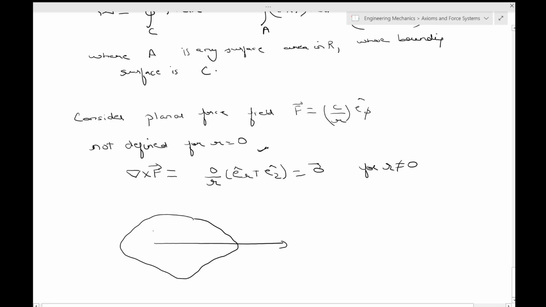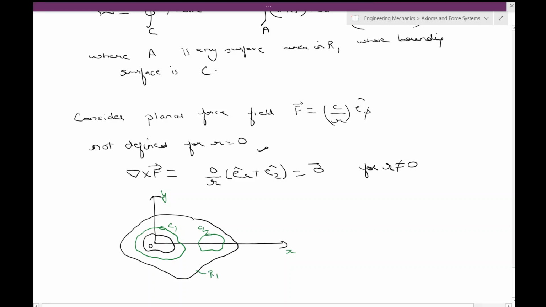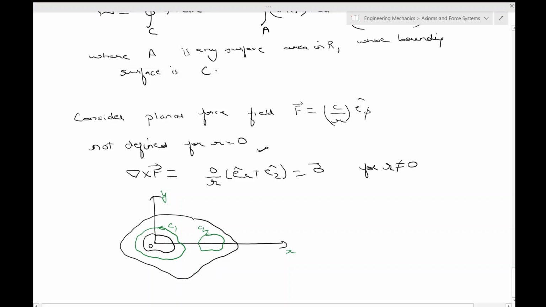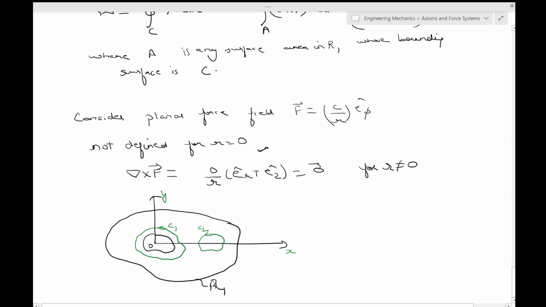Okay, this is O. Say you have two loops. Let's draw. One is this C1, the other can be this C2. This is region R1 clearly. This is R1.